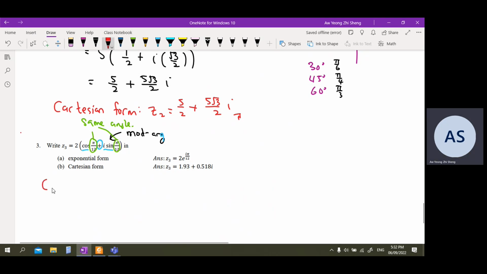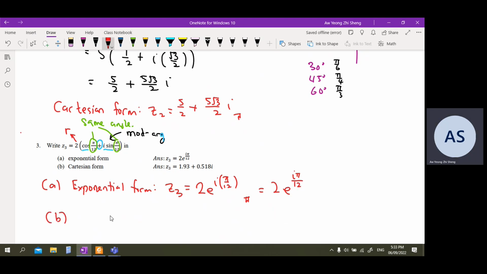Right. Part A, exponential form. So from the modulus argument form, it's very obvious that the angle theta is pi over 12. R is a 2 at the front. This is your R. Right, so exponential form would require 0 effort. You can write it straight away as Z3 equals to R is 2 EI followed by pi over 12. Okay, then it's okay to leave your answer in this form. Or if you prefer, you can rearrange the power as I pi over 12.